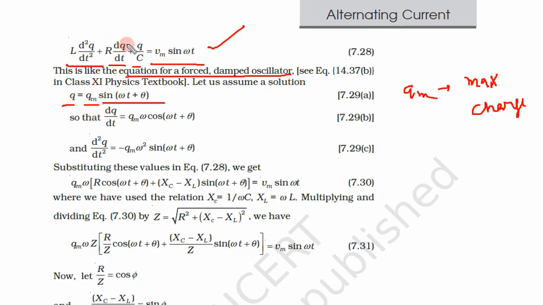So first let us calculate this. We have assumed q = Qm sin(omega t + theta). Let us calculate the values of dq/dt and d2q/dt square. So dq/dt, when we differentiate with respect to t, Qm is constant. What is the differential of sin omega t? It is cos omega t. So this is cos(omega t + theta) with a positive sign, and omega t is differentiated once again, so omega comes out. So we get Qm omega cos(omega t + theta).